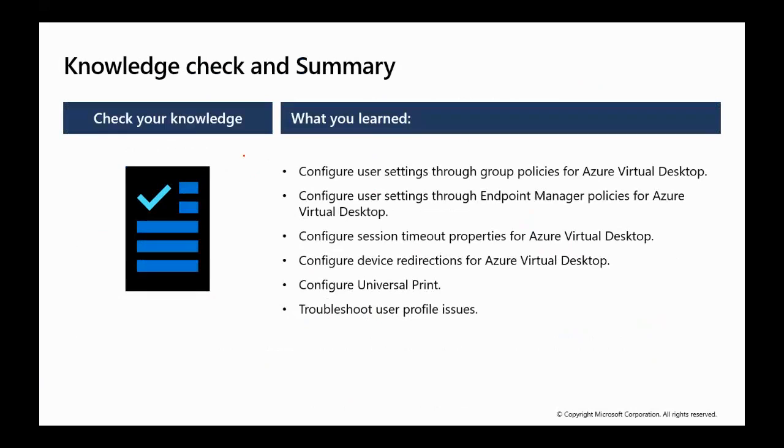Now, this is the knowledge check. We have seen how to configure user settings through group policies, and how to configure user settings through the endpoint. We explained that, but we didn't put our hands on labs. We will be doing that through the labs. We configured session timeouts, which is done through the organizational units or the group policies. And how to configure redirect for Azure Virtual Desktop, which can also be done through the organizational unit. Same here for the universal print.